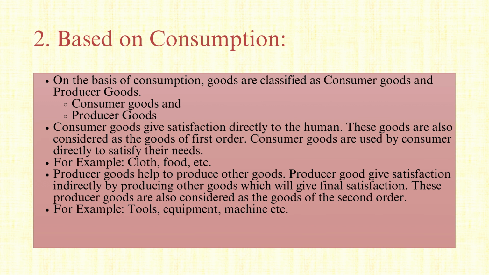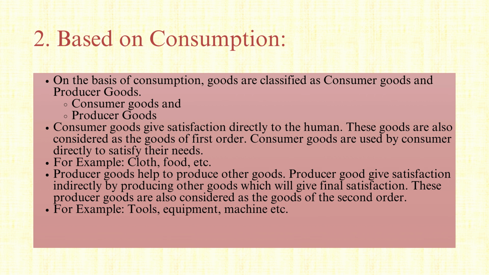On the other hand, producer goods are used to produce other goods. They give satisfaction indirectly by helping to make the final product. Think about a tractor. A tractor itself isn't something you consume directly, but it's used to plow fields and produce crops, which then become consumer goods. So, producer goods are like the tools and equipment that help in the production process.